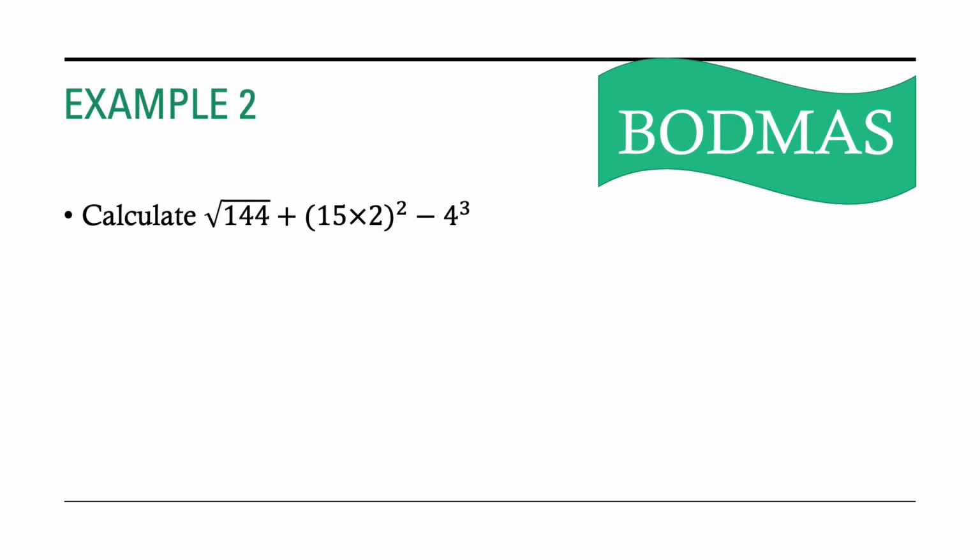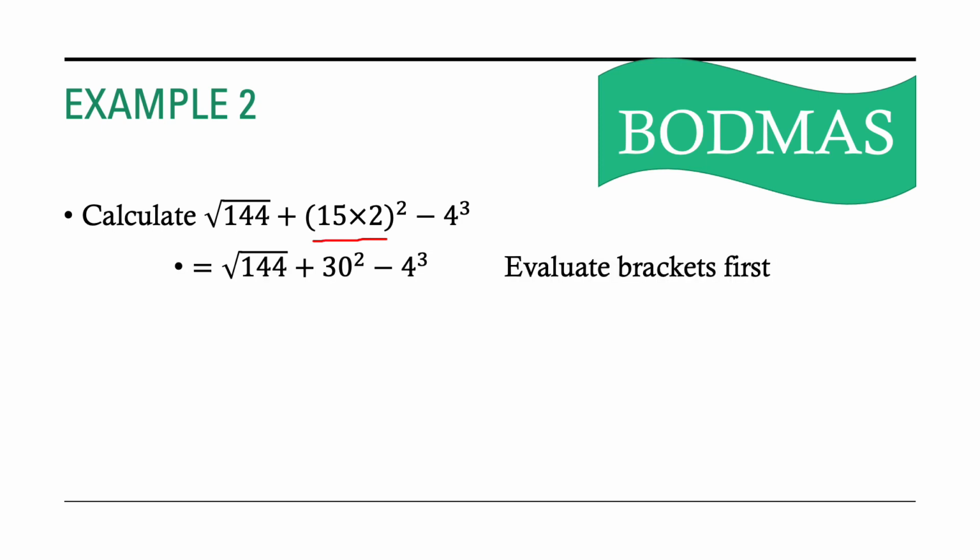For example 2, we have calculate the square root of 144 plus 15 times 2 squared minus 4 cubed. So we should be using brackets first, which means we have to multiply 15 and 2 together. That will then give us 30 squared. Our next step is telling us to look at the order, which is our square roots, our exponents, and our powers. So now we can just read this from left to right and work out every value.